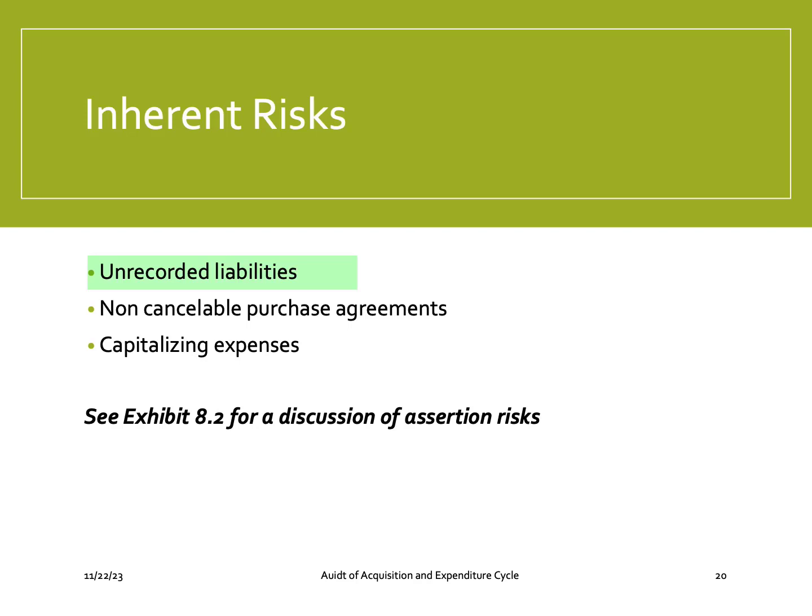Examples include outstanding invoices. An organization receives goods or services but fails to record the corresponding invoice. This may occur due to oversight, delays in processing invoices, or inadequate controls. As a result, the financial statements may not accurately reflect the true extent of the organization's outstanding obligations.